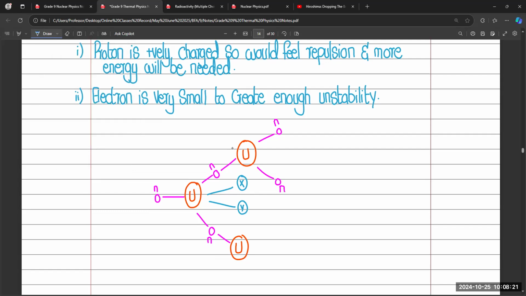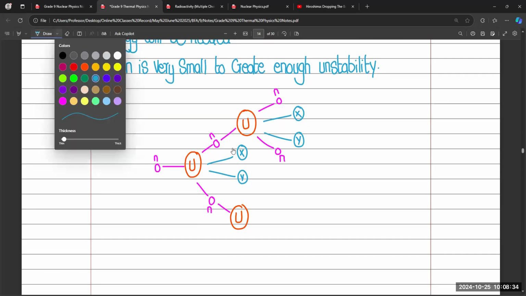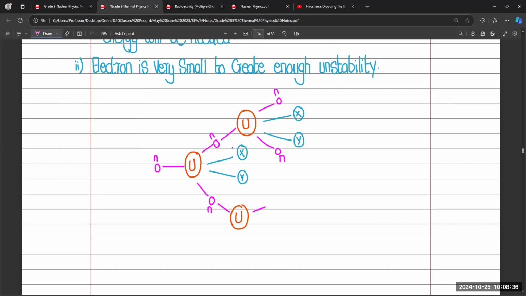We are getting new and new elements again and again. Again, new elements. We are not writing the names, we are writing X and Y. And in the same way, from this, we are also getting neutron.